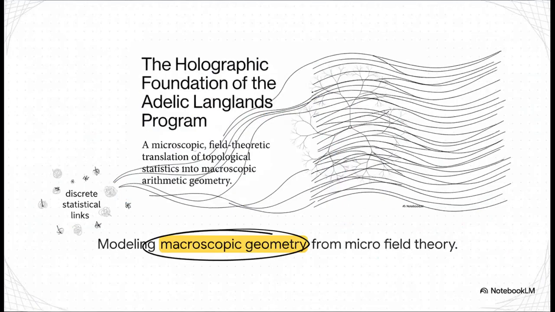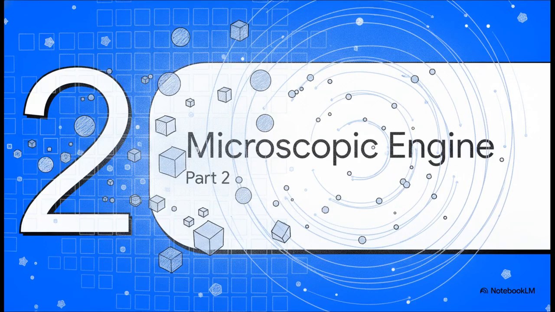Think of the framework developed by Xu and Wen as a sort of micro to macro translator. Down at the absolute microscopic level, you have these distinct, discrete statistical links. But when you bundle a massive number of them together, taking what physicists call the large N limit, they weave together to form a continuous classical reality. It's kind of like how thousands of individual threads weave together to form a perfectly smooth fabric. The Adelic Langlands Program is basically modeling how these microscopic field theories project outward into the macroscopic geometry we actually experience every day.